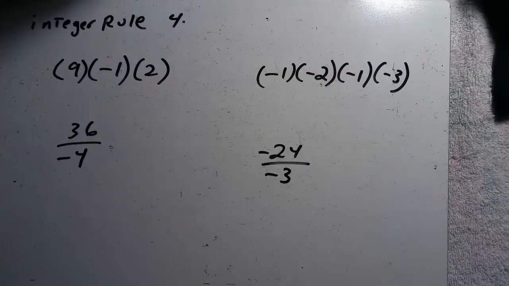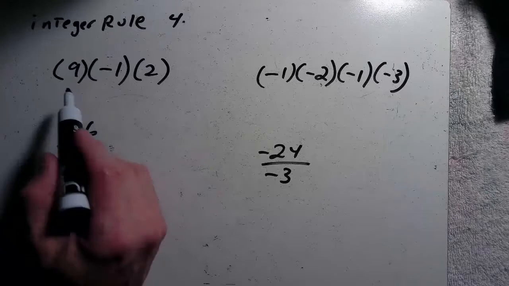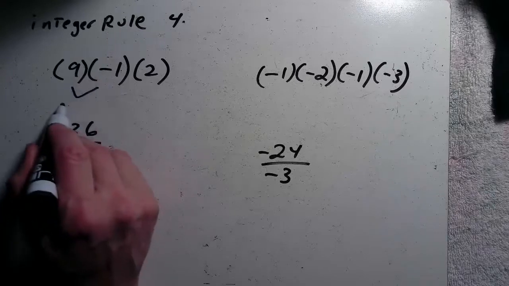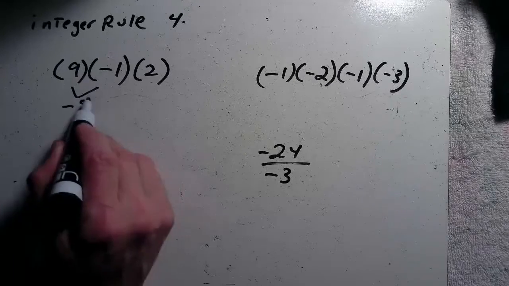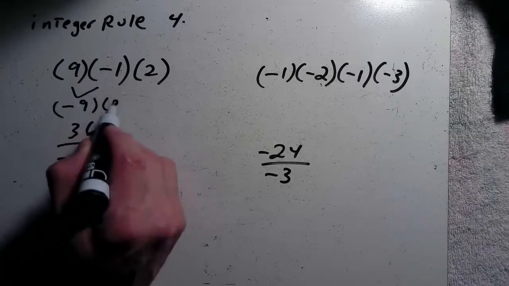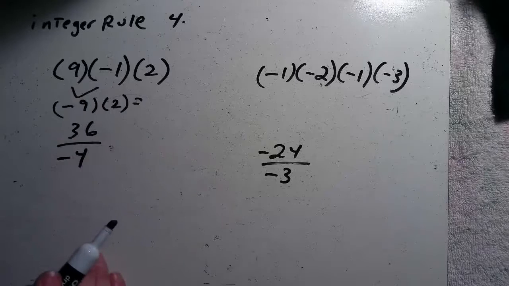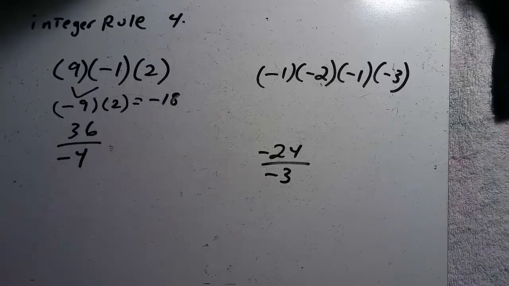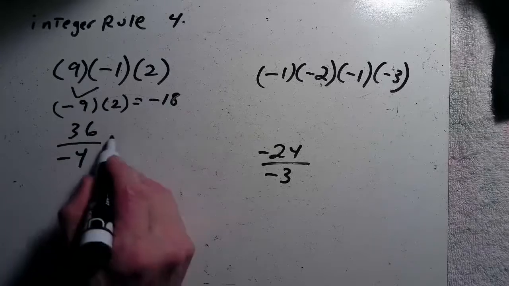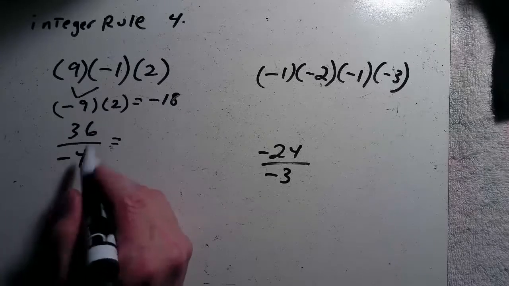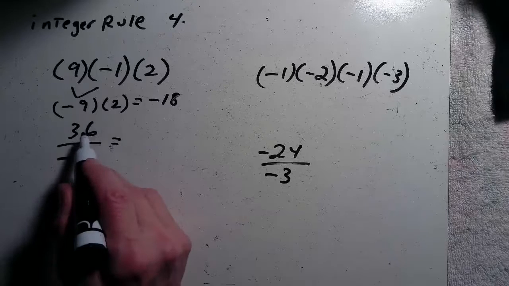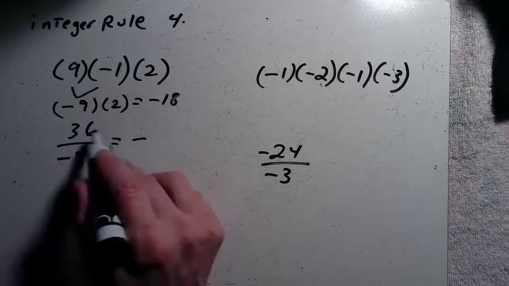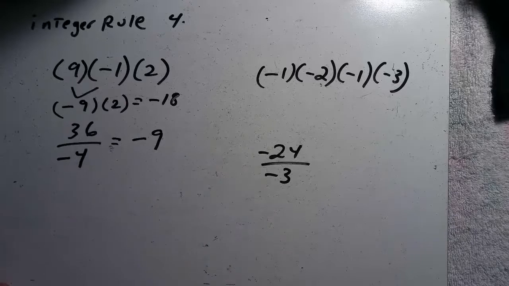Okay, hopefully everybody got a chance to work on these. Well, positive 9 times negative 1. The signs are different. We have a negative, so negative 9. Bring down positive 2. Signs are different. Final answer is negative 18. This one, 36 divided by negative 4, is only 2 integers at a time. It is 2 different signs. We're going to have an automatic negative. 36 divided by 4, negative 9.